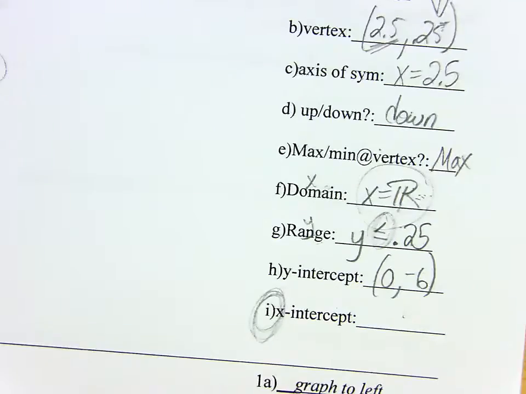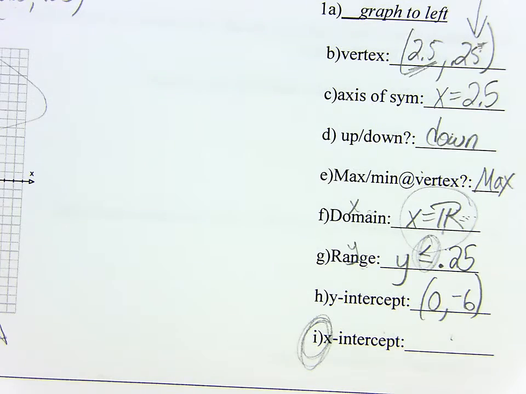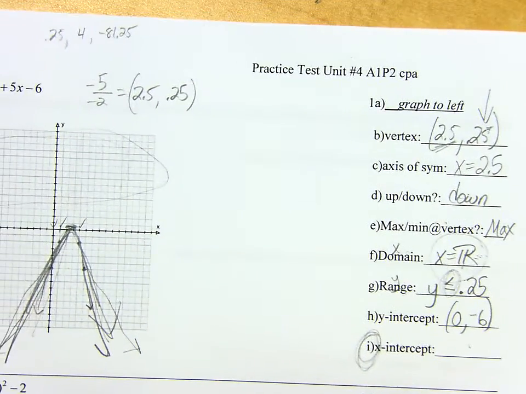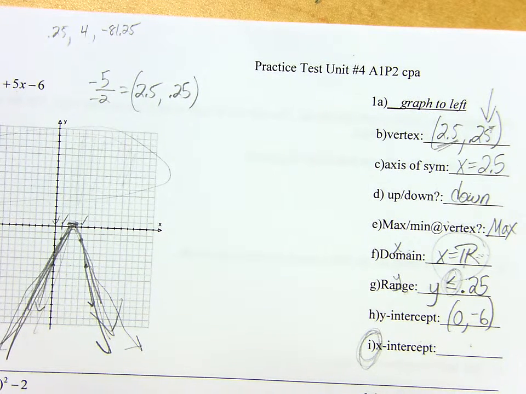Okay, now the x-intercepts. You've been finding x-intercepts forever. How do you find them? When you do blank with a quadratic, you are actually finding the x-intercepts. What goes in that blank?